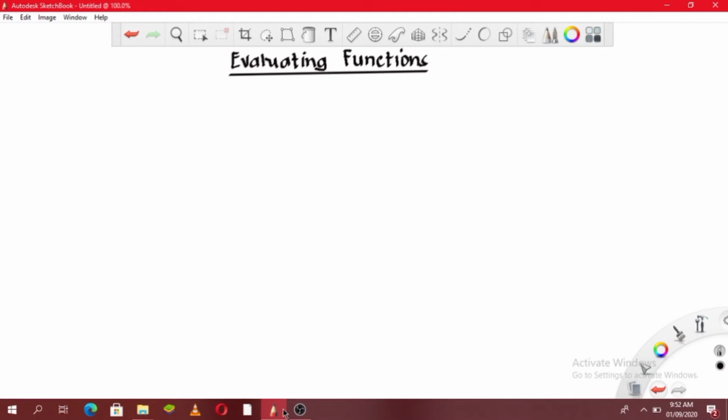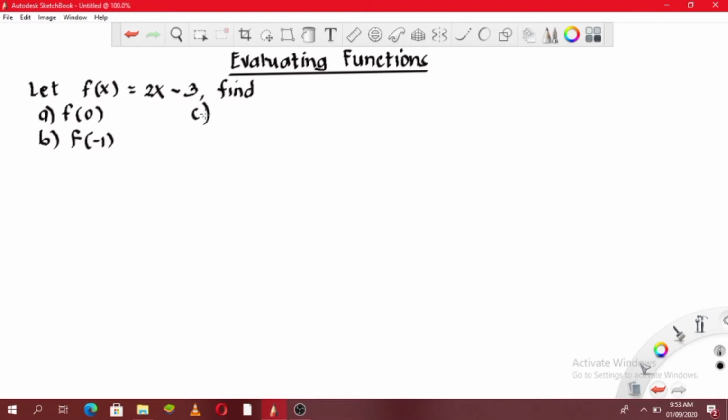So let's try this exercise. Let f of x be equal to 2x minus 3. So find, ano nga hanapin natin? Letter A, f of 0. Letter B, f of negative 1. Letter C, f of 5. And letter D, f of negative 1/2.